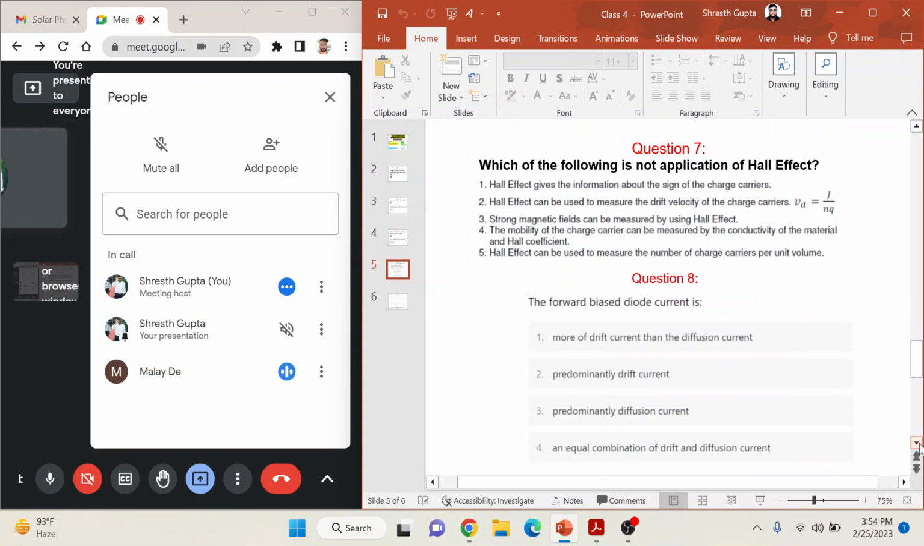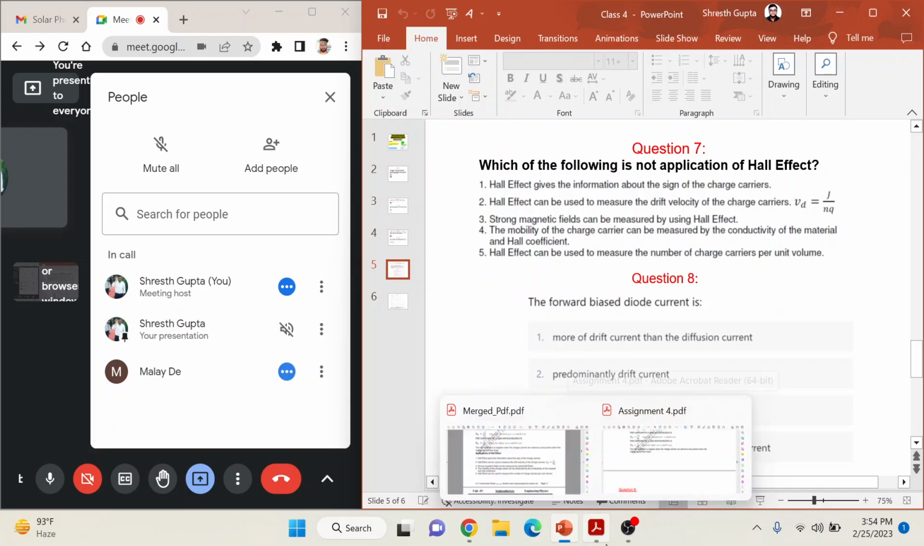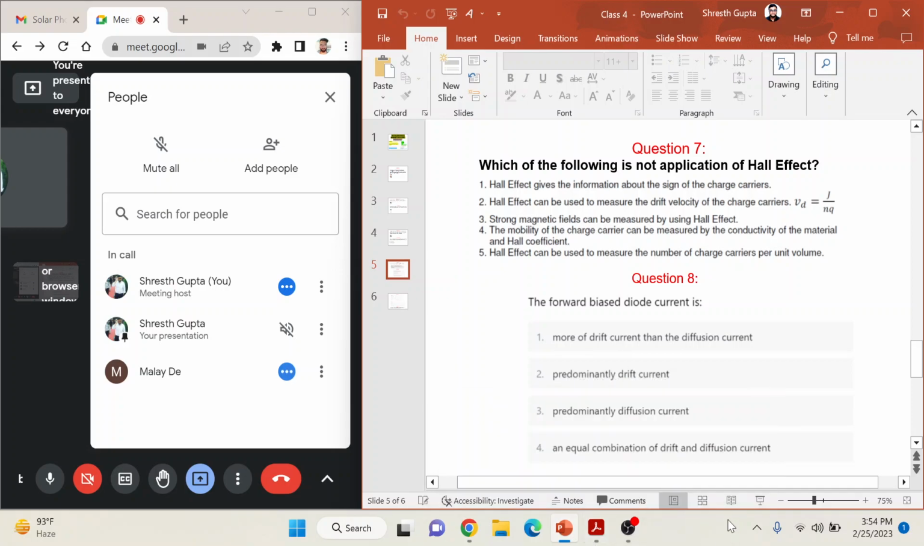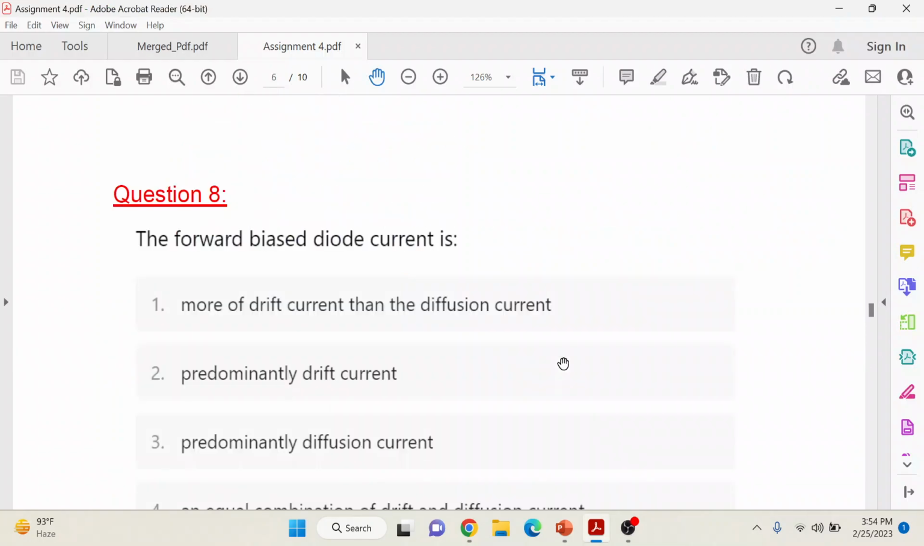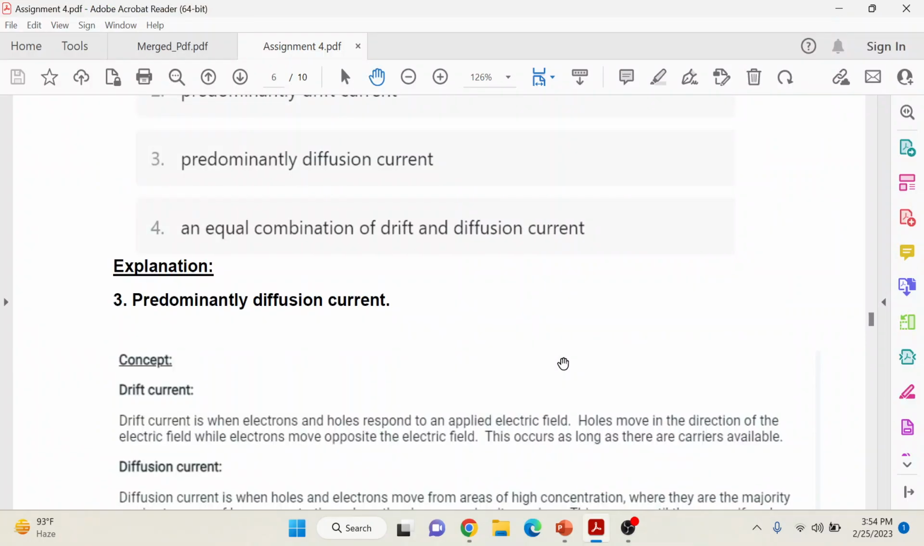It is more of drift or more of diffusion, or an equal combination of both. Okay, you are saying it's an equal combination of drift and diffusion. Diffusion is maximum, drift is also there. That is right, but you are saying it is an equal combination, not predominantly diffusion, right? No, predominantly diffusion. Okay, then the option is C. So you are absolutely right. Option 3 is the right answer.